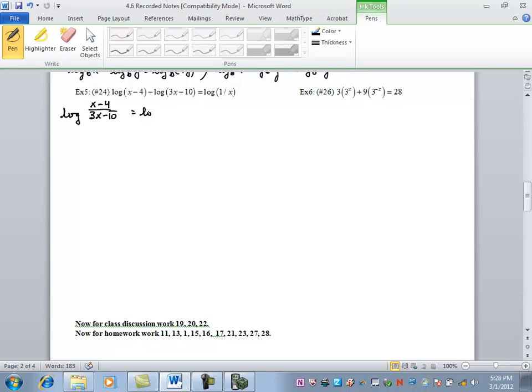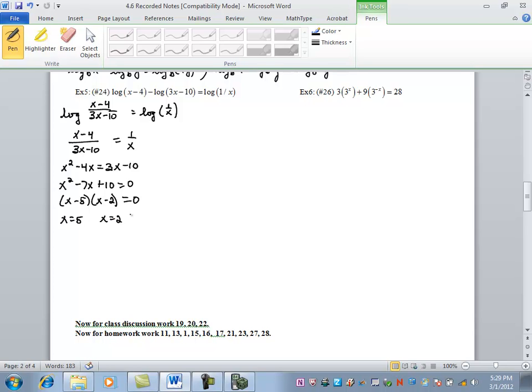Alright, and this equals the log of 1 over x. Now remember that if we've got the log of a equal to the log of b, then it must be the case that x minus 4 over 3x minus 10 equals 1 over x. So in other words, log of a equals log of b, a must equal b. And now we can do what I don't like my beginning algebra students to do. We can cross multiply here. x squared minus 4x equals 3x minus 10. x squared minus 7x plus 10 equals 0. Of course this will factor into x minus 5 times x minus 2. And so x equals 5 and x equals 2.